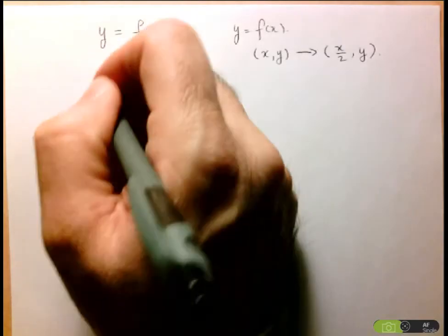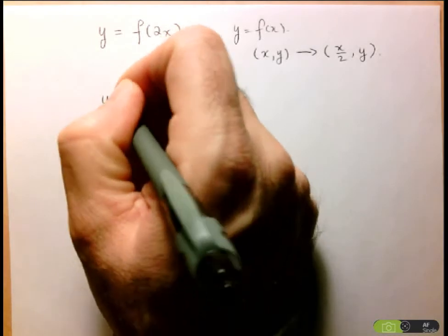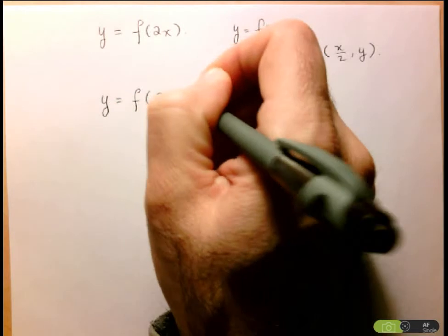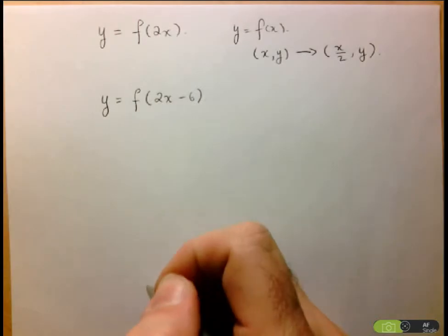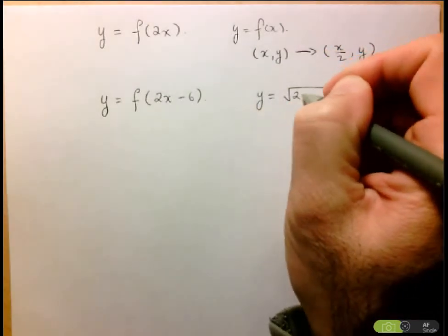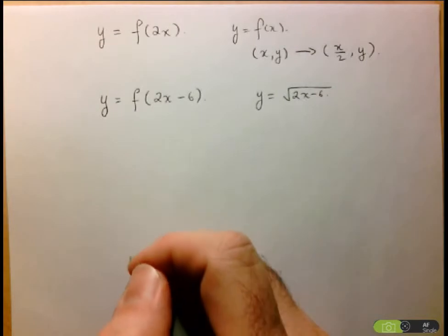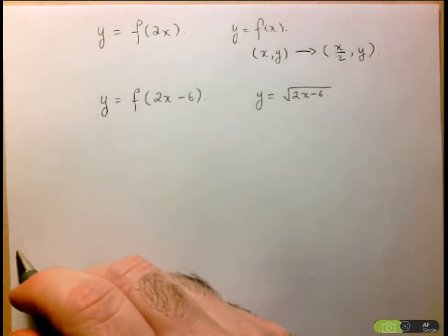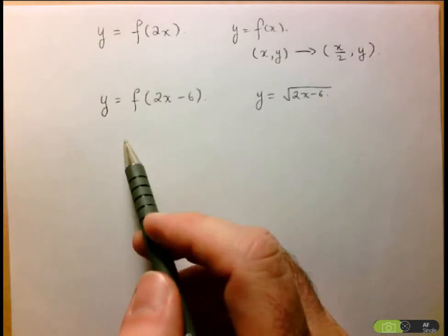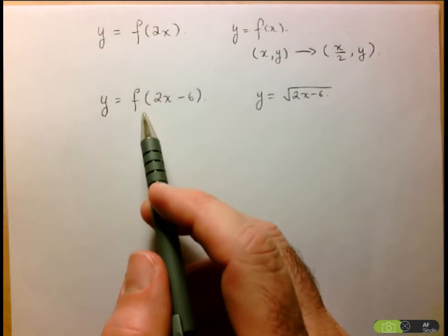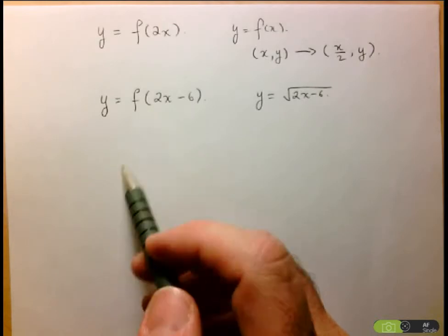Okay, but there's another issue we have. What if we've got more than one transformation on our parent function? Say for example we're looking at the function square root of 2x minus 6. This would be a particular example of this type of transformation. If we just go by what we've seen so far, we know the order in which we perform these transformations is important.